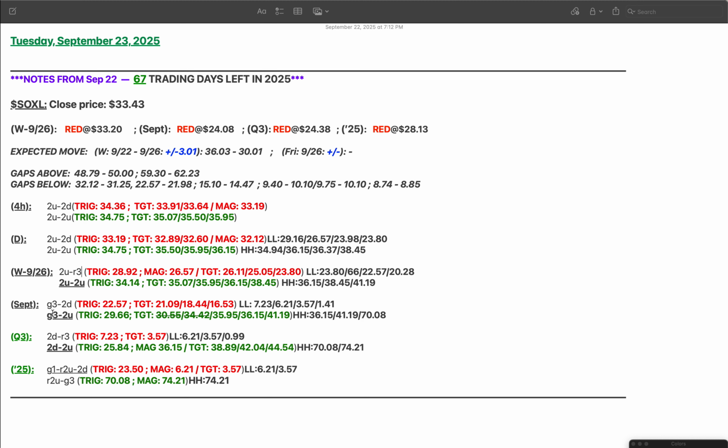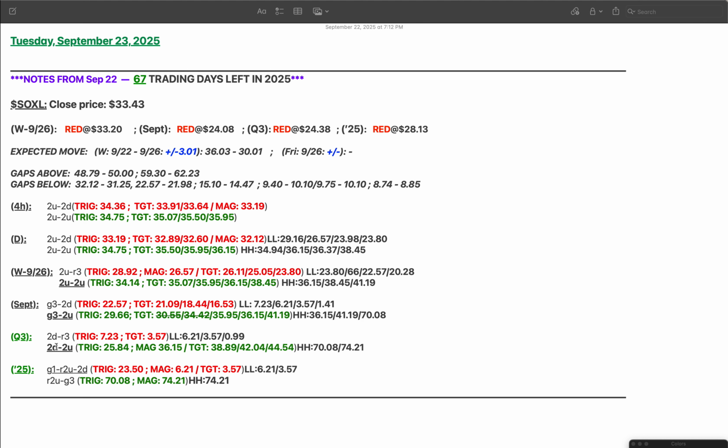Again, from the month, we triggered the 3-2 up. We're in force because it's above 29.06. We've hit 2 of our targets already. So now we've got a couple more left, 35.95, 36.15. Again, that 36.15 coming into play again, like on the week and on the day. And then the 41.19, which is a higher high on the week and month perspective.